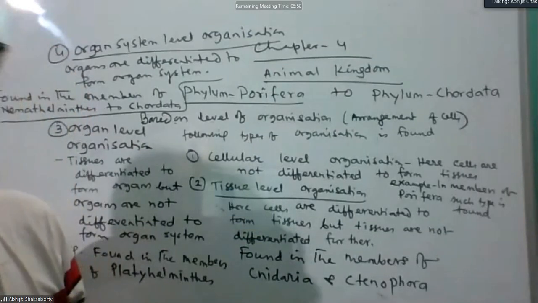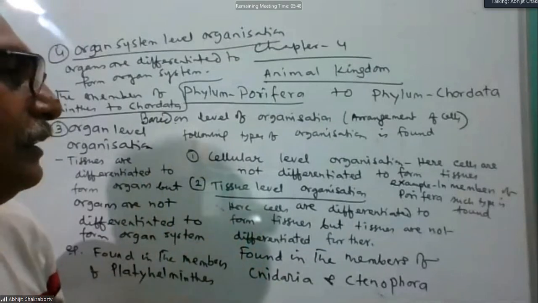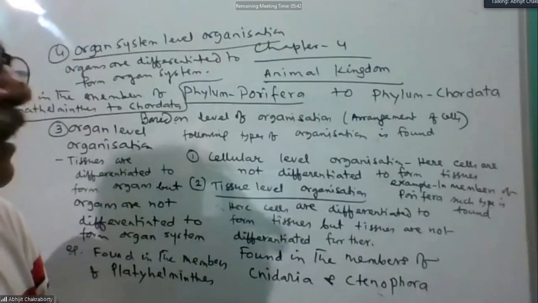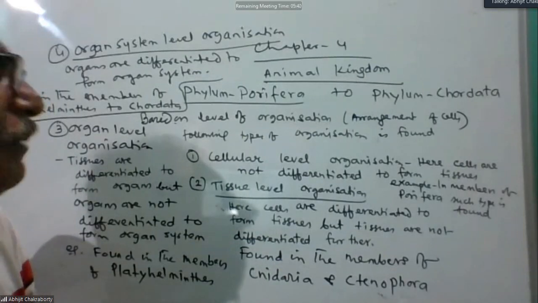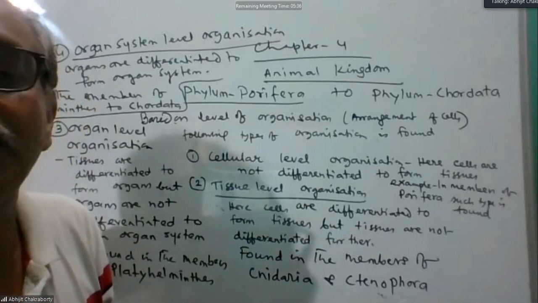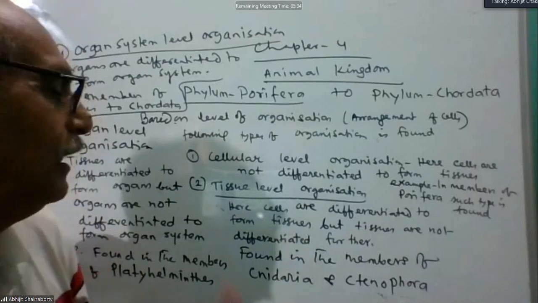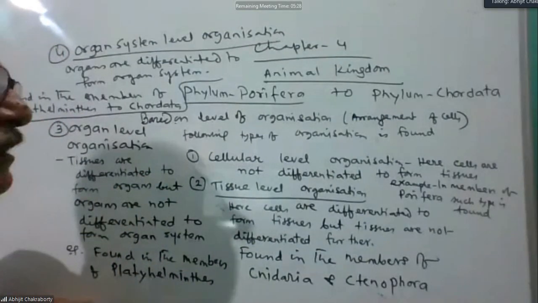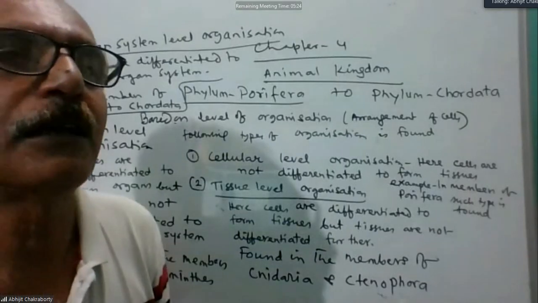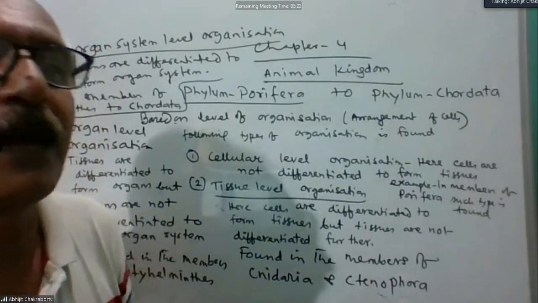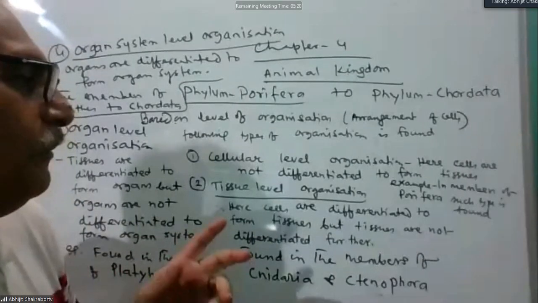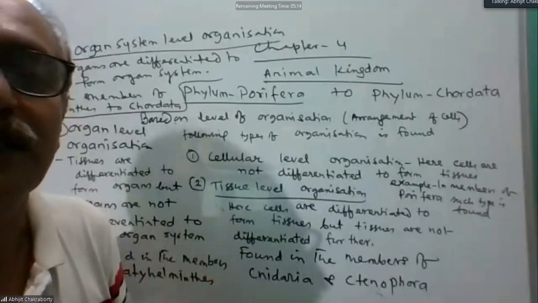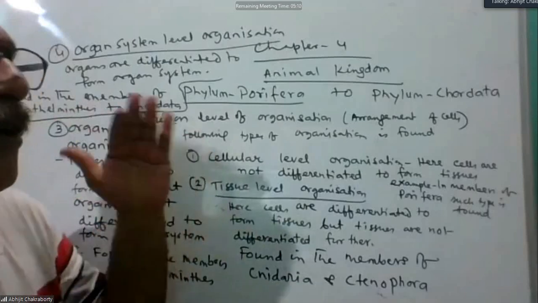So this is the beginning of the animal kingdom, where only the level of organization is shown, based on the arrangement of cells. We get 4 types of organization. Cellular level organization, where cells are formed but tissues are not formed. Tissue level organization, where cells differentiate to form tissue but tissue does not differentiate further. Then organ level organization, where organs are formed but further differentiation doesn't occur. And in organ system level, you get the complete differentiation. Systems such as the digestive system are not properly found in organ level organization, because there you get the organs, but not the organ system.